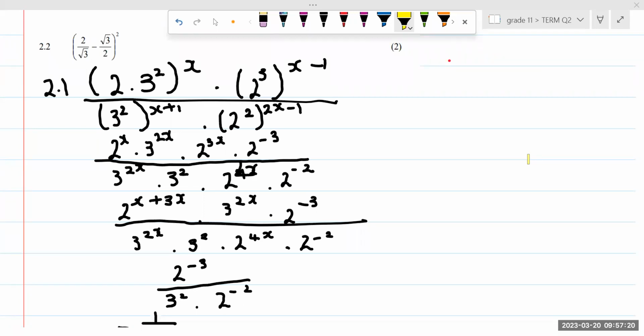So guys, number 2.1, we're given 18 to the power of x multiplied by 8 to the power of x minus 1, all over 9 to the power of x plus 1 multiplied by 4 to the power of 2x minus 1. So we have to change 18 into a prime base. When you take 18 and make it into a prime base in your calculator, you'll get 2 multiplied by 3 to the power of 2.